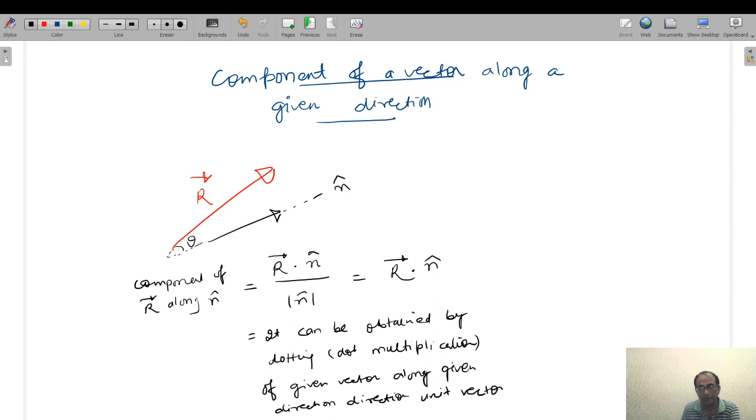Unit vector. So it should be with here. So if a direction is given to you, if you simply calculate the dot product of this unit vector with the given vector, you will find the component of this given vector along that particular direction, है ना?